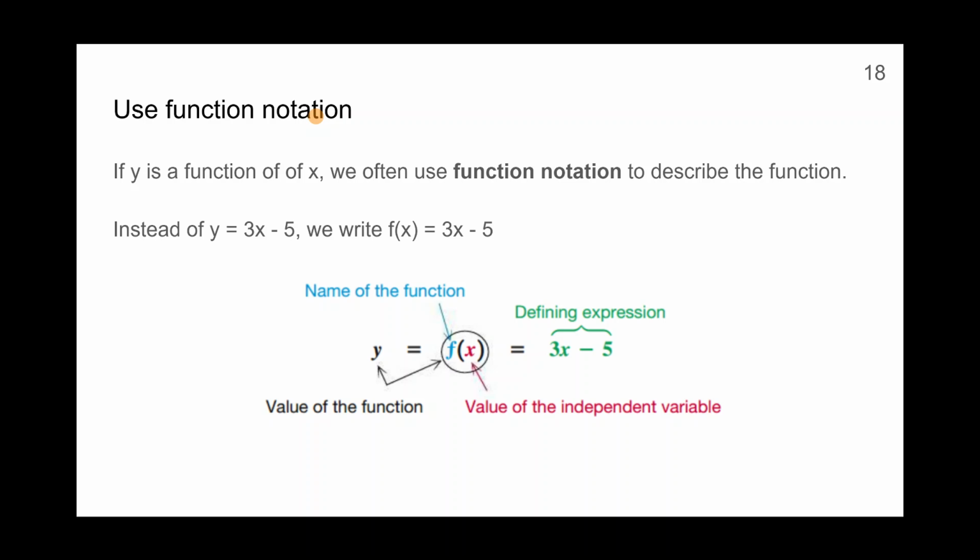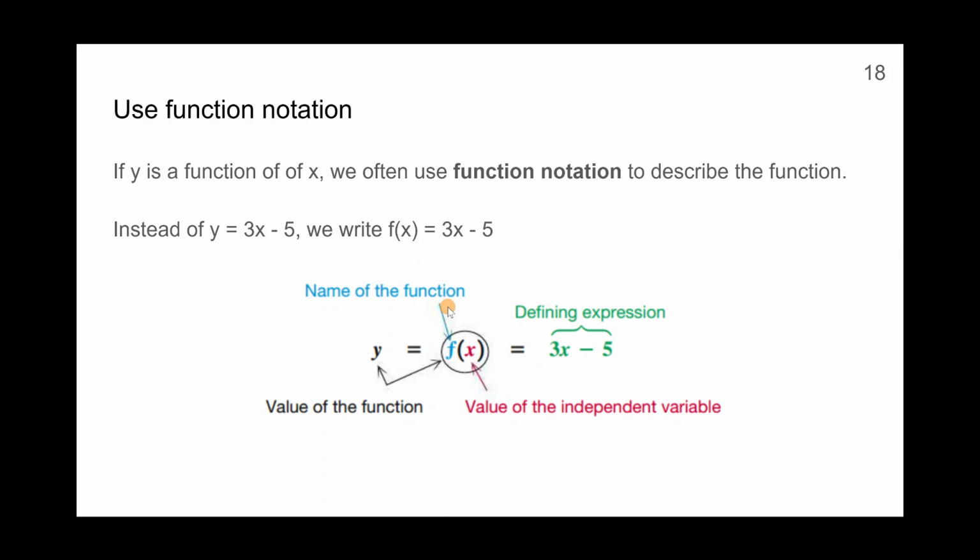So let's just start by describing what function notation looks like and what the different parts of the notation are called. So if y is a function of x, we often use function notation to describe the function. Instead of y equals 3x minus 5, we write f of x equals 3x minus 5. And notice how we say f of x, right? That's how we name that function. That's how we read this notation.